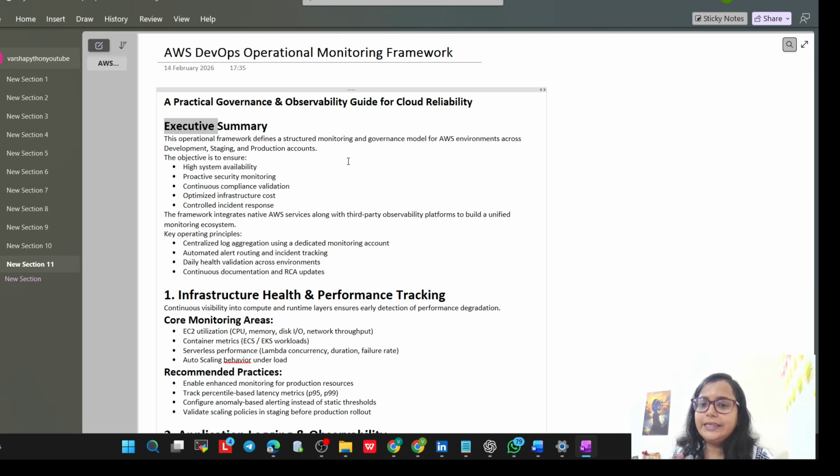There are some key operating principles: centralized log aggregation using a dedicated monitoring account, automated alert routing and incident tracking, daily health validation across environments, and continuous documentation and RCA updates. So this is all about the operational framework.